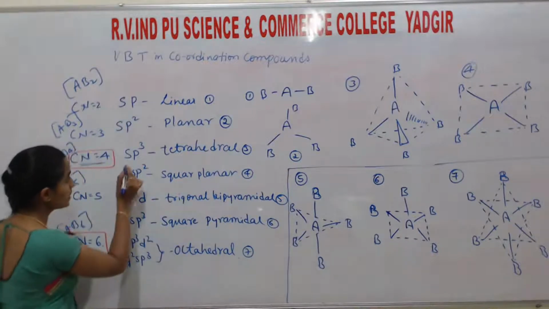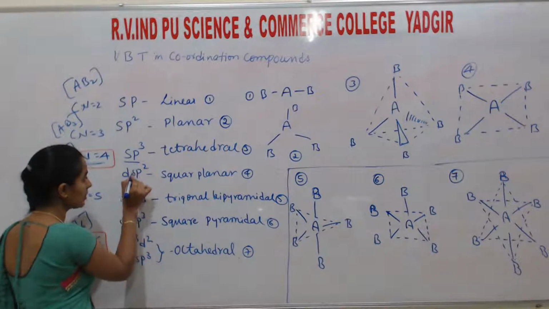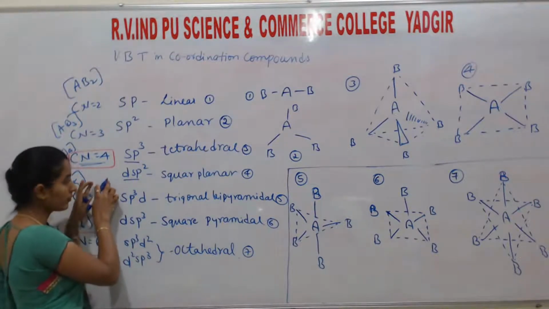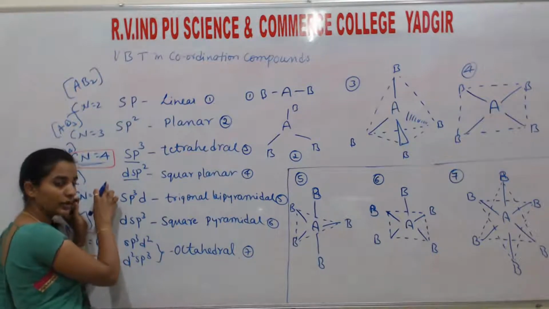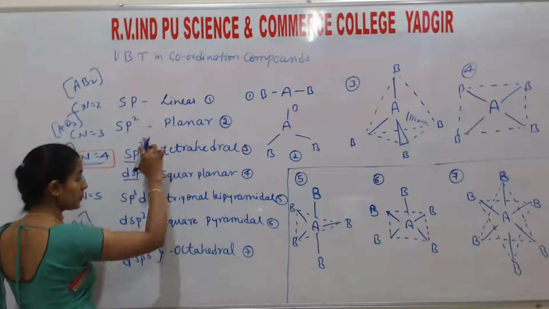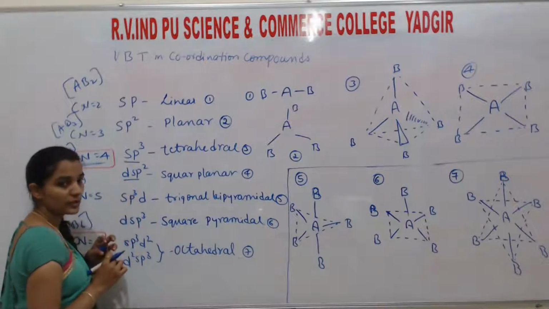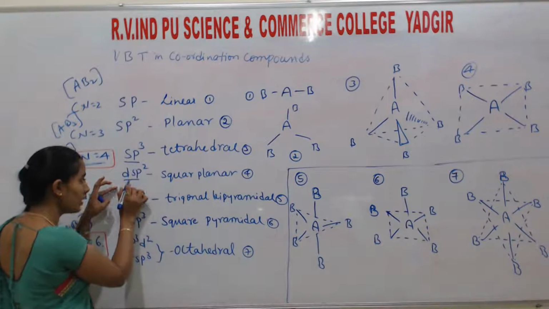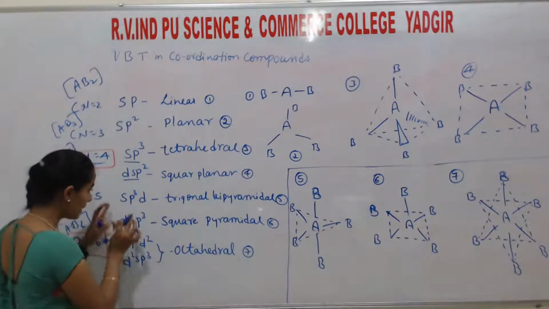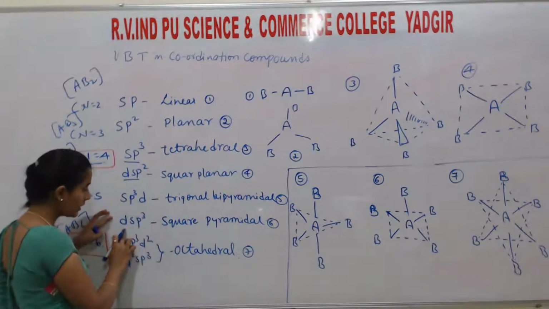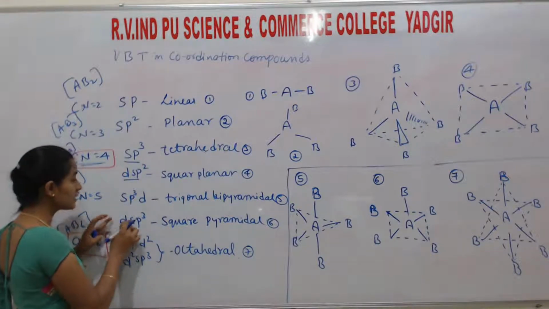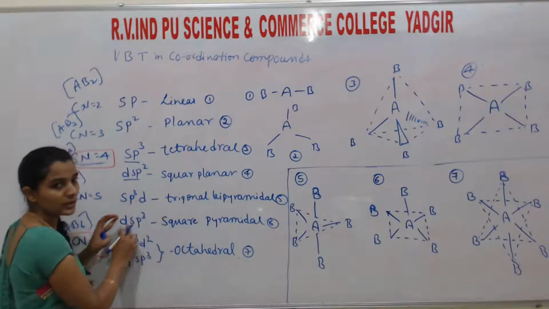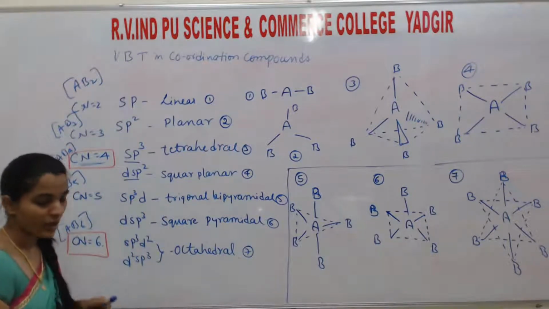Students, listen. Here I said sp3, here I said dsp2. Both have coordination number 4 only, but one shows sp3 hybridization and the other shows dsp2 hybridization. Here there is no d orbital; here a d orbital is there. Similarly, here sp3d and dsp3. So the d as a suffix or as a prefix indicates which orbitals are involved.